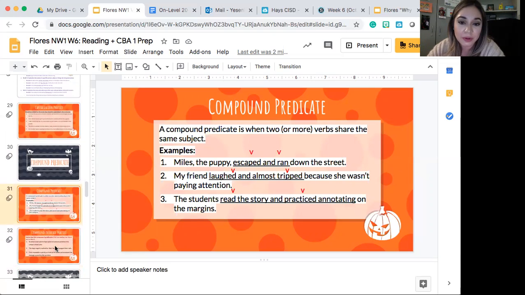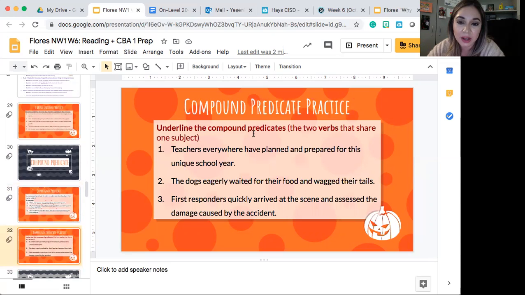So you read the rule and then you come and do the activity. Underline the compound predicates, or the 2 verbs that share one subject.